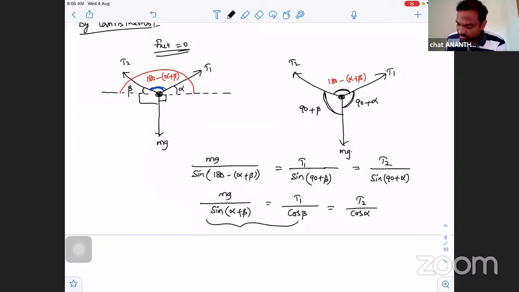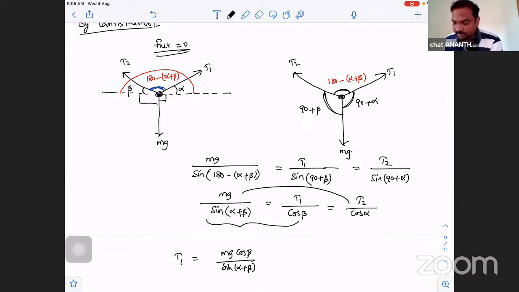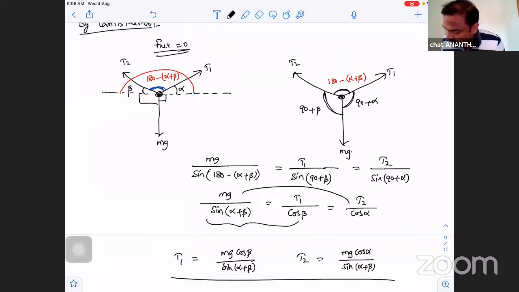So if I take these two terms, then what is the T1 value? T1 value I can write down mg cos beta by sin of alpha plus beta. If I take these two terms, mg by sin of alpha plus beta is equal to T2 by cos alpha. Then what will the T2 value become? Mg cos alpha by sin of alpha plus beta. See, you are getting the same values. Am I right?